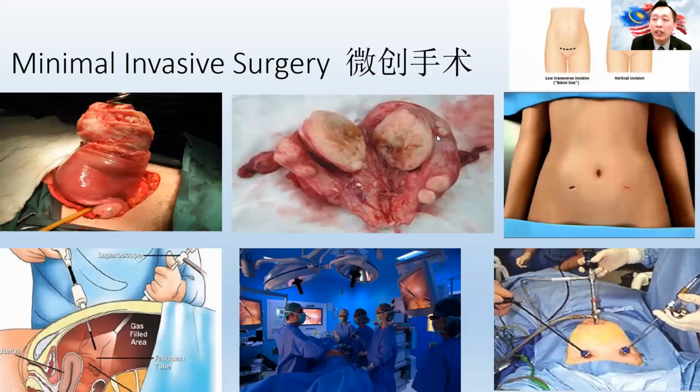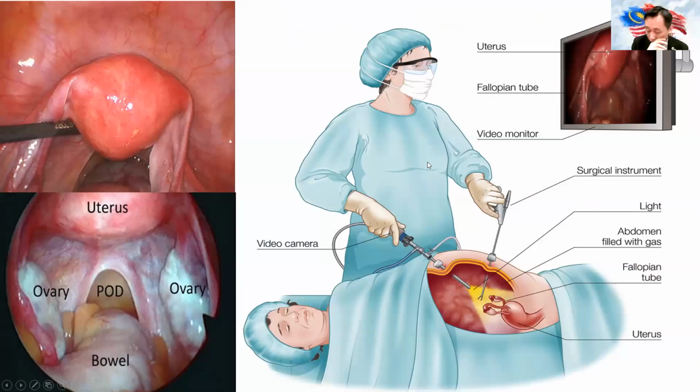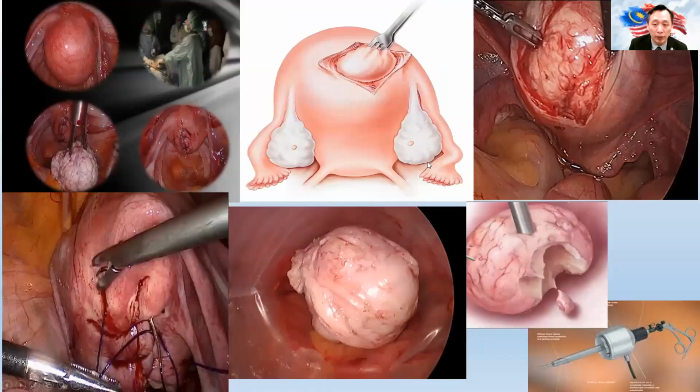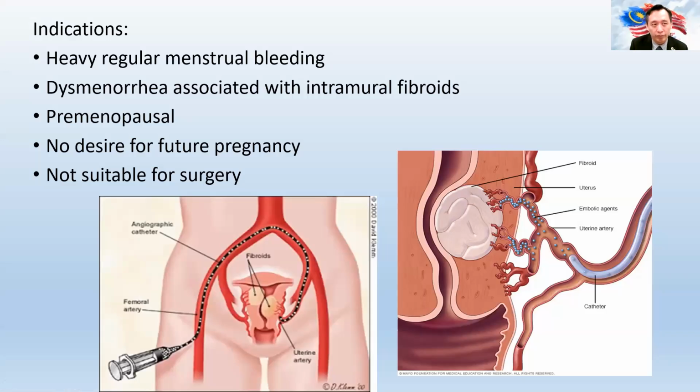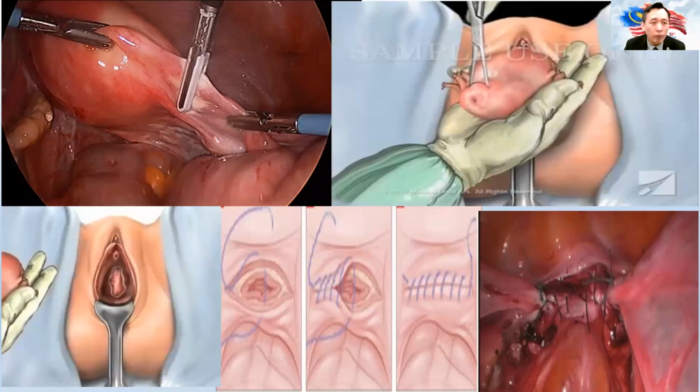Other than that, we can also remove the fibroid through laparoscopic surgery. Rather than cutting up to down, side to side, we can remove the fibroid through laparoscopic keyhole surgery. We can take out the fibroid through laparoscopy, put it inside a bag, morcellate it, and take it out from the laparoscopic keyhole wound. We can also do a hysterectomy to take out the fibroid through the vagina, rather than the traditional surgery.